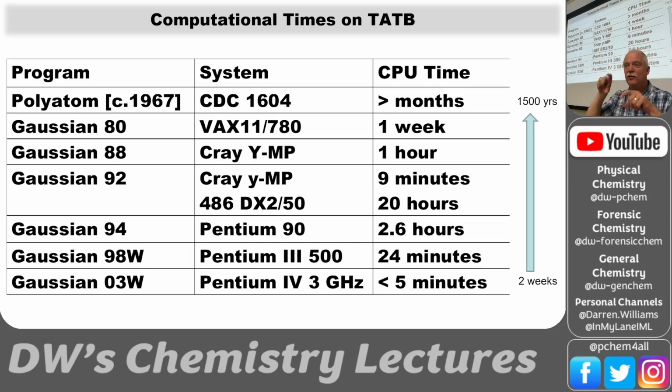It's 3 aminos and 3 nitros on a benzene ring. And so impossible for the Cray or the CDC 1604. But we can do this in 2 weeks now, probably even faster. I haven't done the calculation again. I need to. And we're at Gaussian 16.